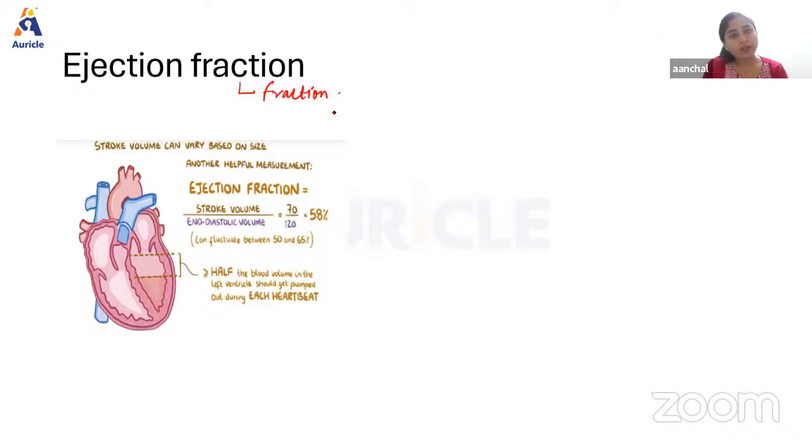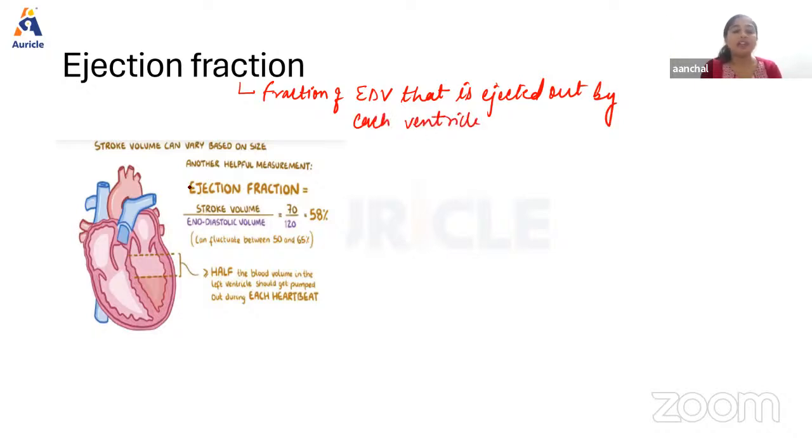Okay, so we can write that this is the fraction of end diastolic volume that is ejected out by each ventricle. Okay, and also for ejection fraction, we have a formula that is stroke volume upon end diastolic volume. So we can determine it, as we know that stroke volume is 70 ml and end diastolic volume is 120. So we get the ejection fraction is 58%. Okay, and also normal ejection fraction usually lies between 55% to 65%. Okay, so this is all about ejection fraction.